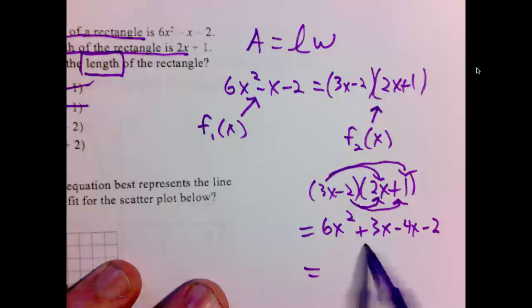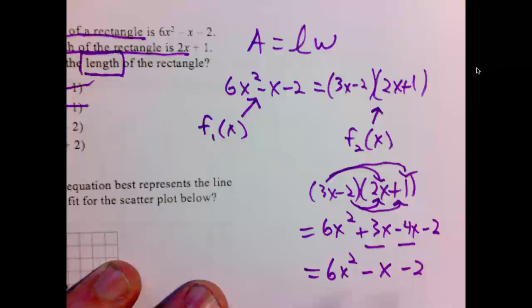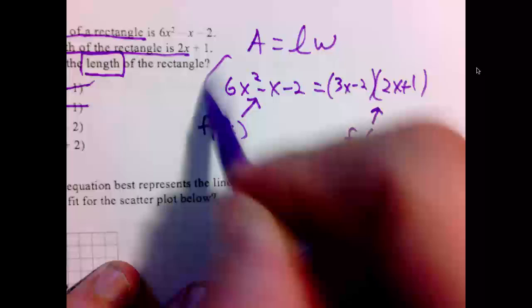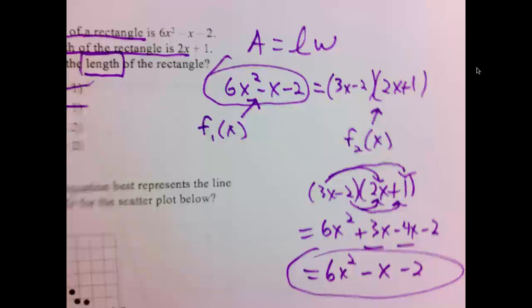Combining like terms, 6x squared remains the same. 3x minus 4x is a minus x, and then minus 2. And you see indeed, this expression and that one are the same, which we already verified with the calculator.